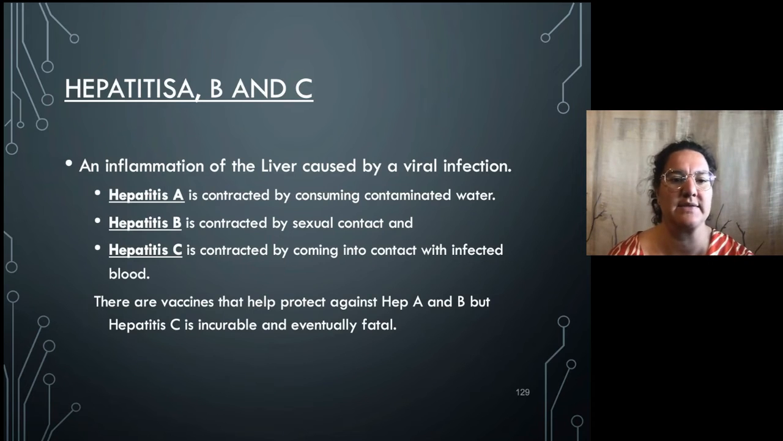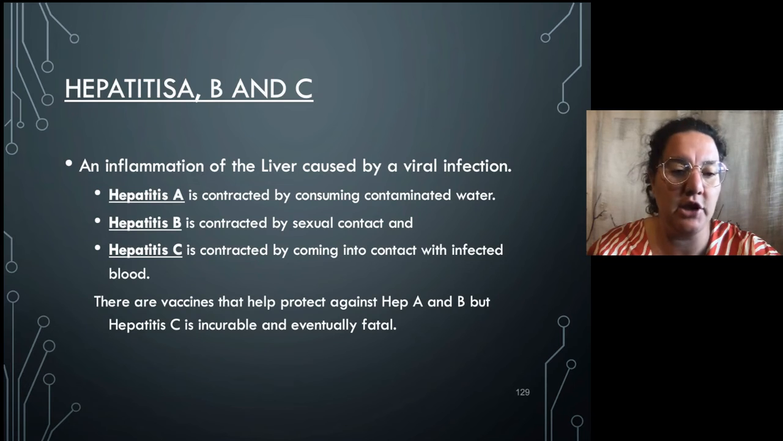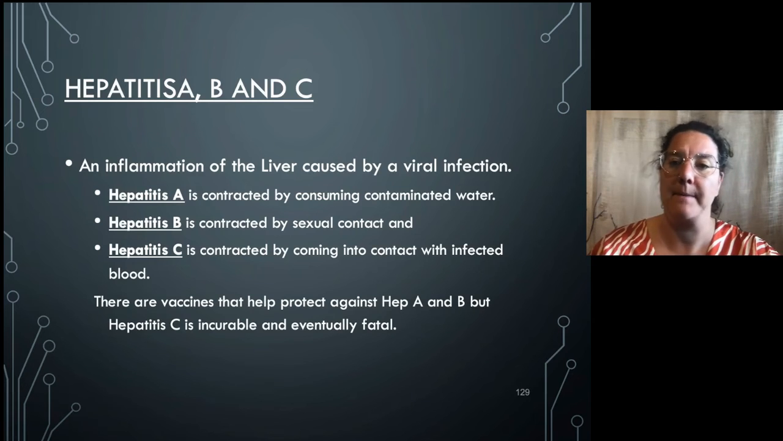Hepatitis B is contracted by sexual contact and is predominantly spread by blood, but it can also be contracted by things like contaminated spa tools and other hygiene issues. Hepatitis C is contracted by coming into contact with infected blood. So most hepatitis C is spread in Canada through intravenous drug use and occasionally through sexual contact. So like I said, there's vaccines that help protect against hepatitis A and B, but hepatitis C is generally incurable. However, there have been some successful treatments that are long-term, very expensive, that have been effective in curing hepatitis C.